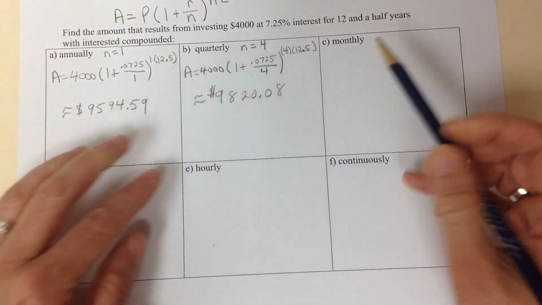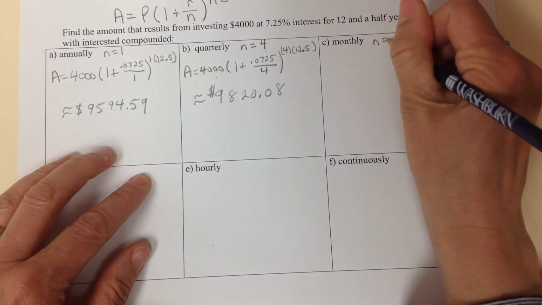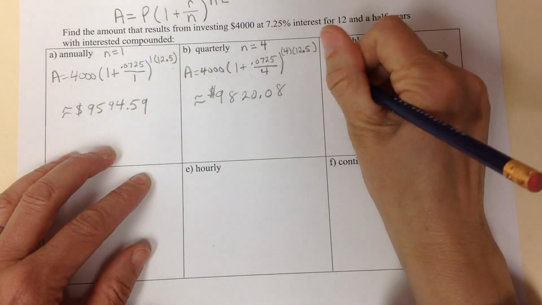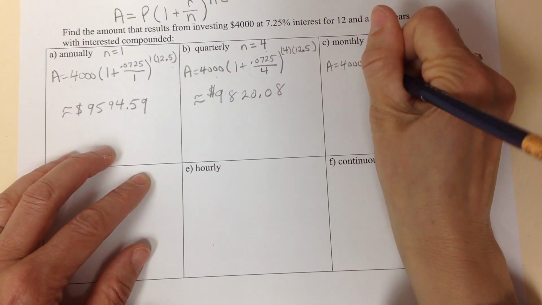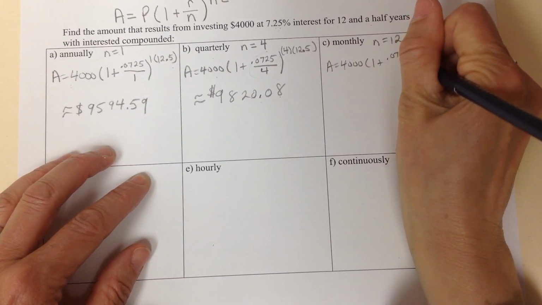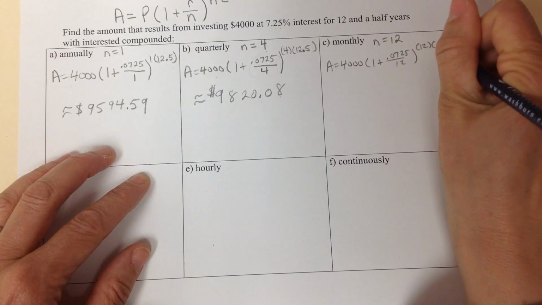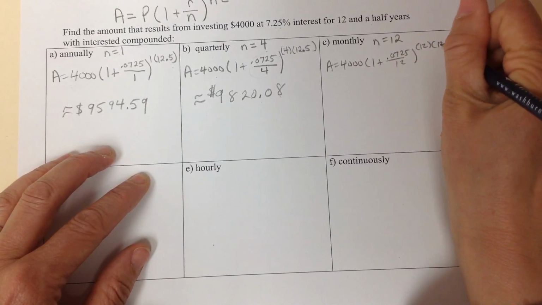Well, if that's the case, then monthly should be even better. Monthly, n equals 12. So again, I use the same thing. 4,000, 1 plus 0.0725 divided by 12. The exponent, I need a 12 times 12 and a half.